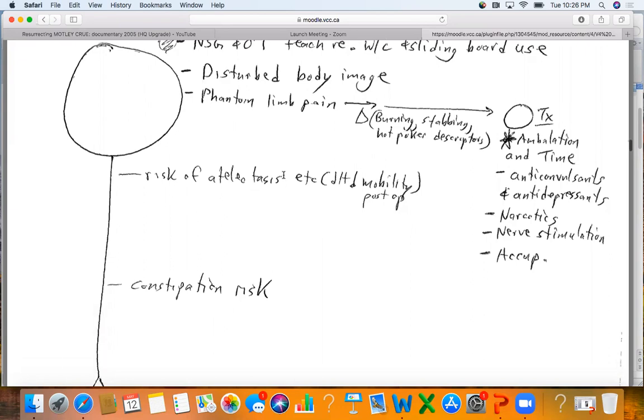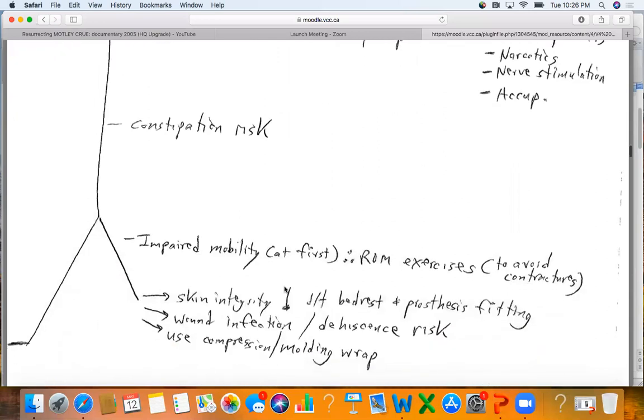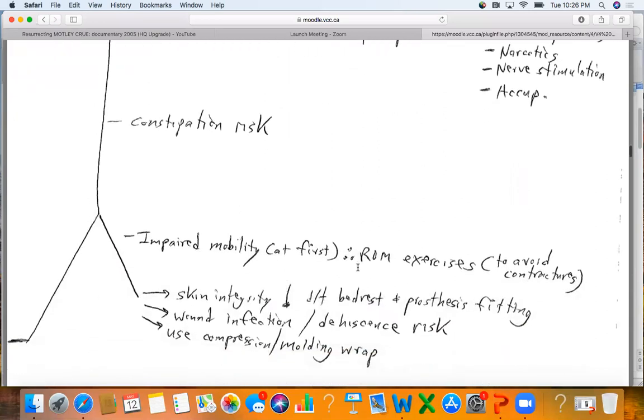Most post-op patients are at risk for atelectasis. Anyone who's not moving around enough, not taking deep enough breaths, not coughing and deep breathing, all this type of stuff, moving secretions around the lungs. Anyone who's not doing that is at risk for atelectasis. You can get atelectasis lying down at home. Constipation risk. This is all fairly intuitive stuff here.